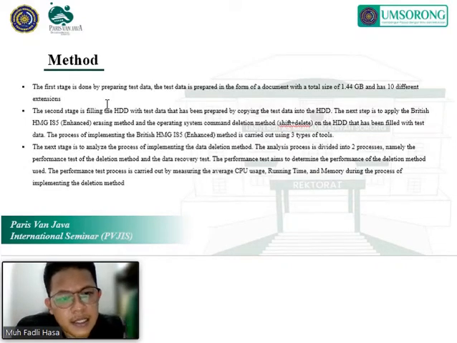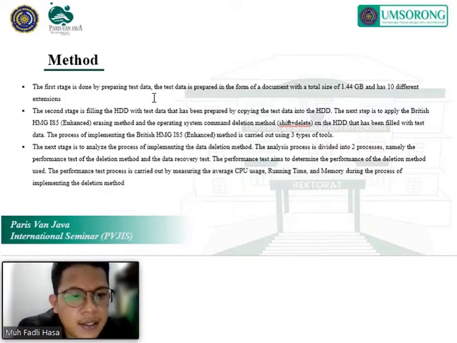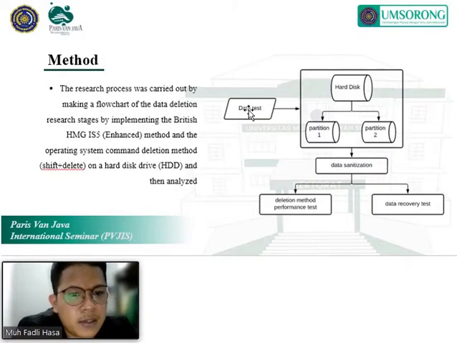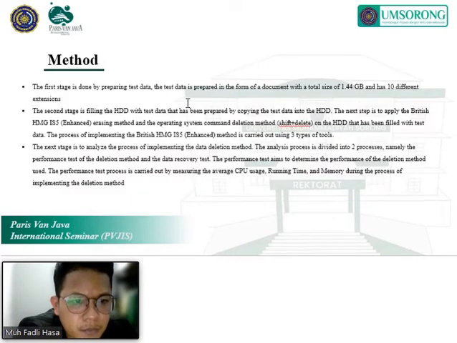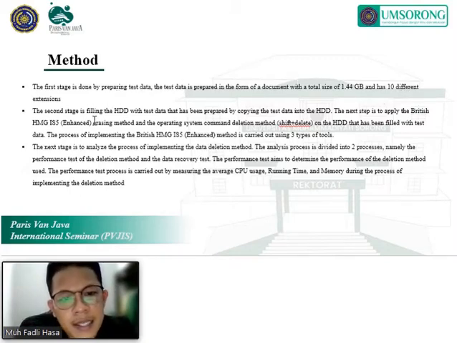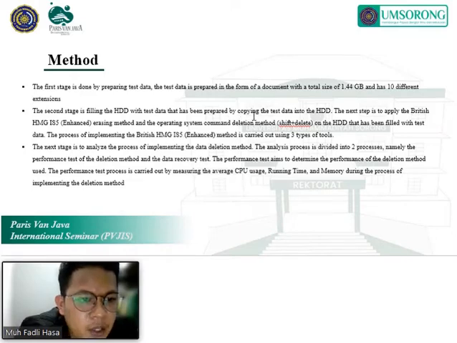The first stage is preparing the test data for this flowchart. The test data is prepared in the form of documents with a total size of 1.44 gigabytes and 10 different extensions. The second stage is filling the hard disk drive with the prepared test data by copying the test data into the hard disk drive.